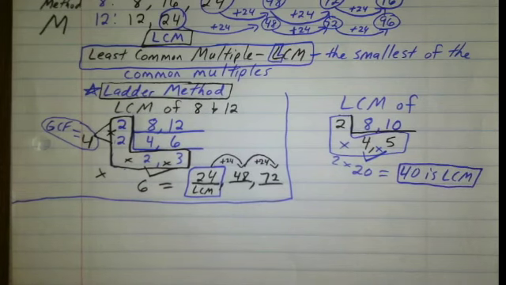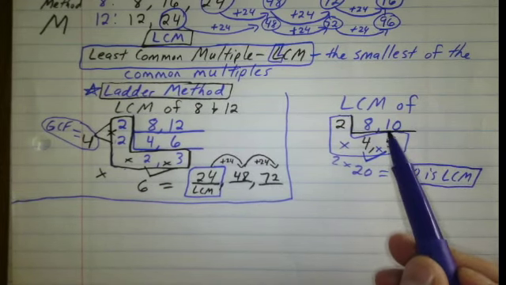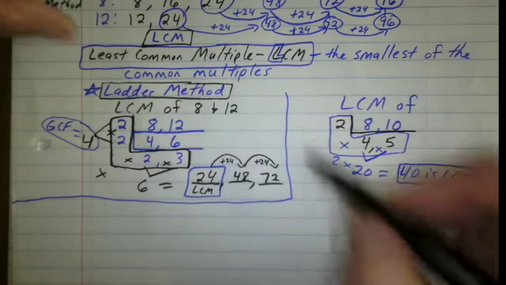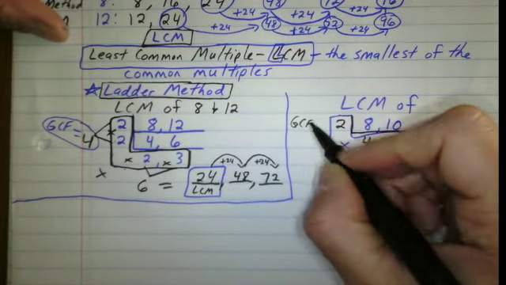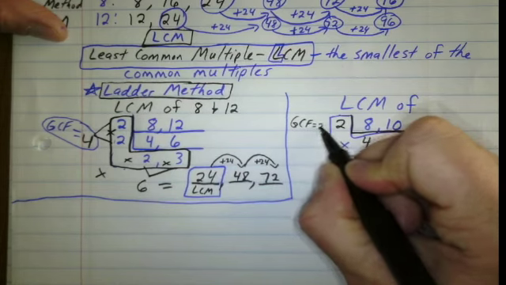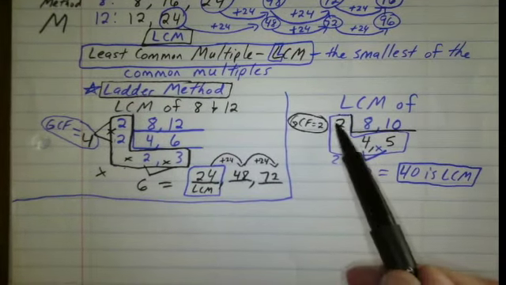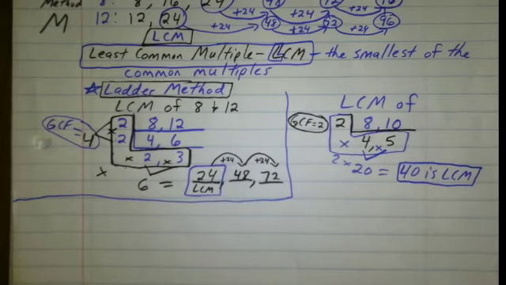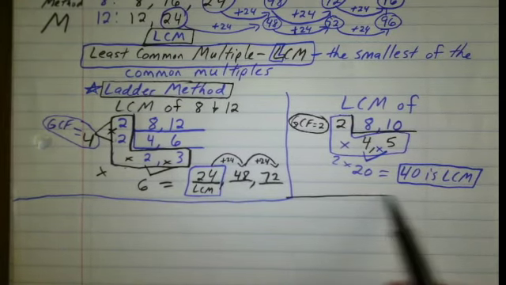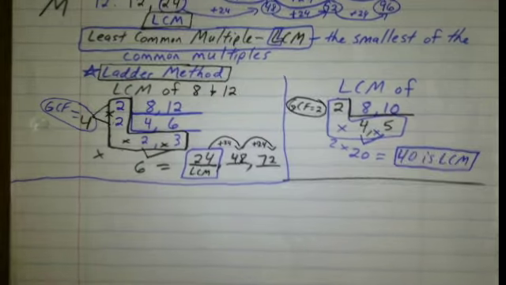Okay, I'm going to throw a little curveball at you. What is the greatest common factor of 8 and 10? So if I ask for greatest common factor, remember GCF is just the side. So GCF would just be 2. So I kind of like the ladder method because you can actually find the greatest common factor and least common multiple of two numbers all in the same problem.